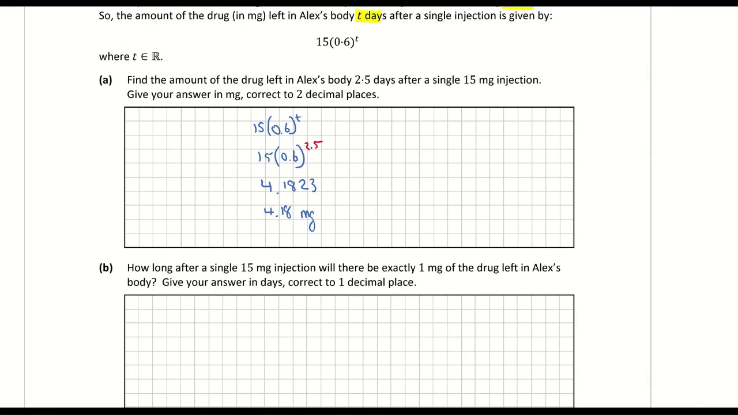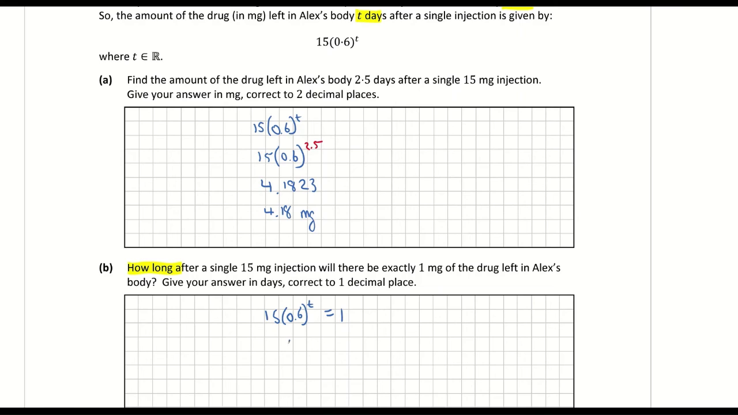How long after a single 15 milligram injection will there be exactly 1 milligram of the drug left in Alex's body? Give your answer to 1 decimal point. Again, I'm taking my function from the top of the question, 15 times 0.6 to the power of t. Now the question is asking us to find how long, so that's asking us to solve for the power of t. Find the value of t. Now it wants it to have a value of 1 milligram after a certain amount of time. So I'm going to let my function equal 1.